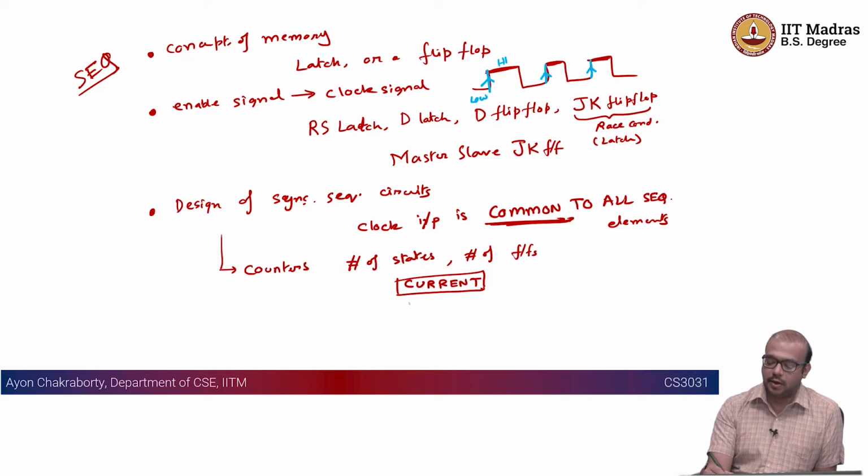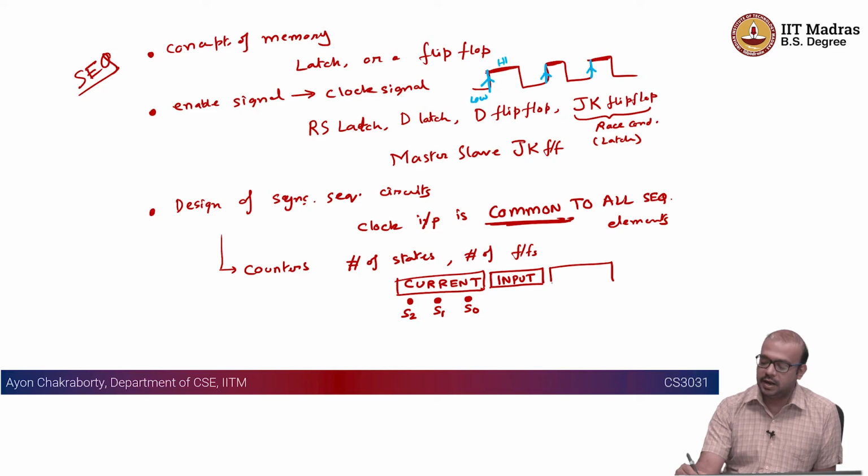So if you have, let's say, 3 states, and you are using 3 bits to represent the state, you are going to use 3 flip-flops, right? So this could be S0, this could be S1, and this could be S2. Then you also have something called an input. The input could be a single bit, it could be 2 bits, and so on. Then you have the next state.